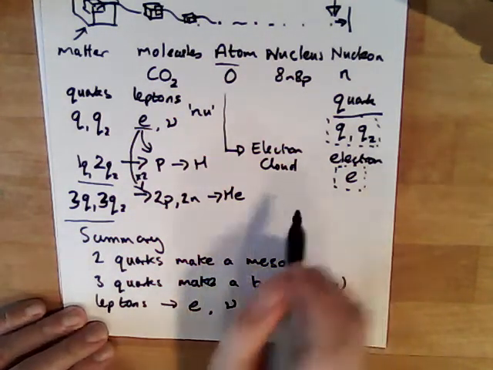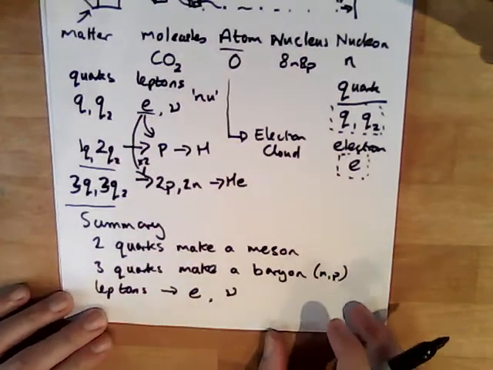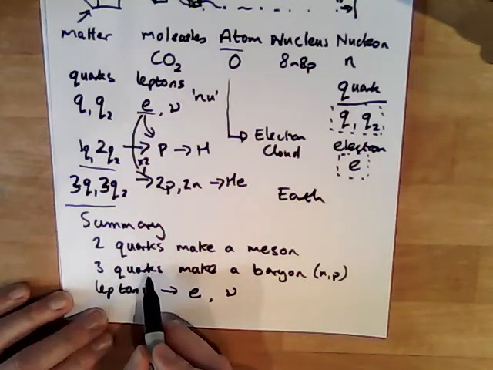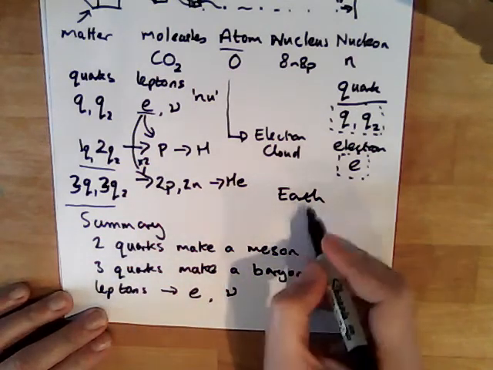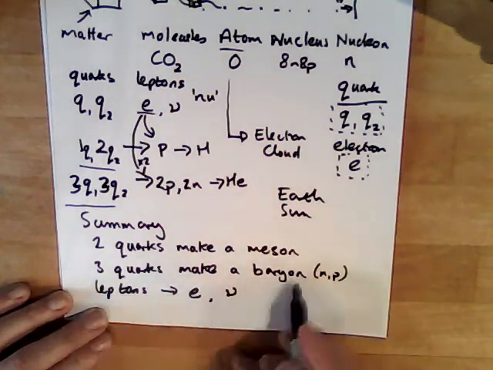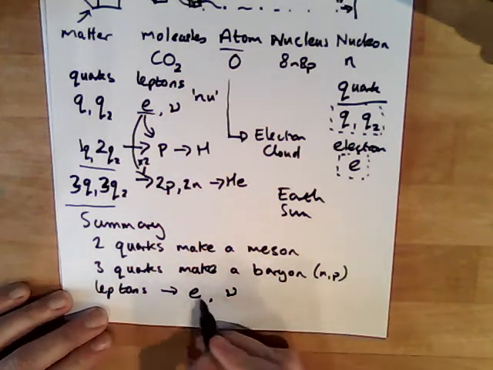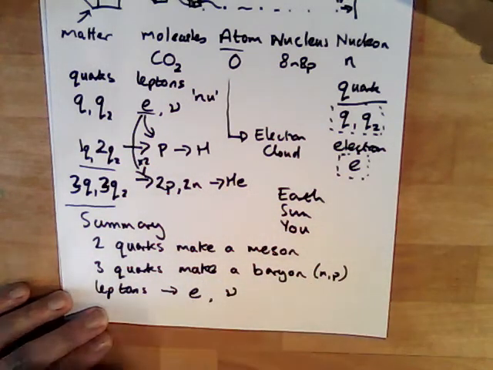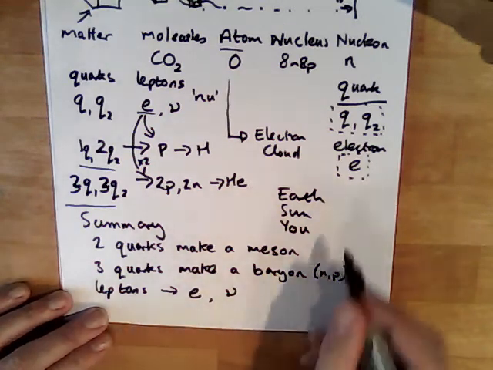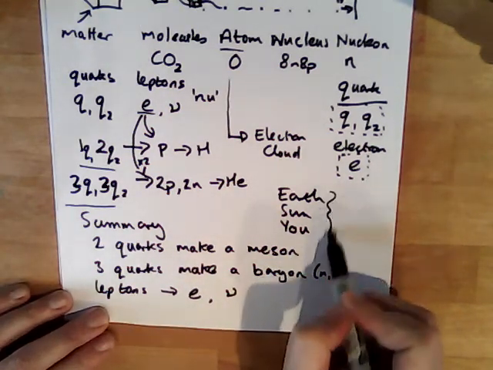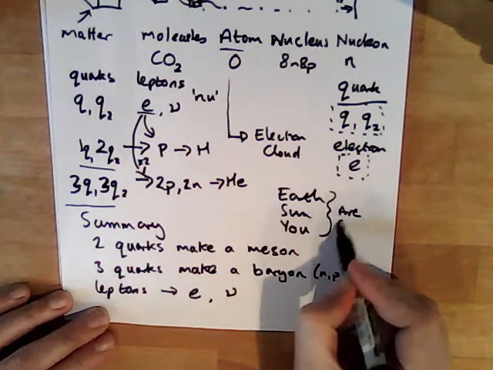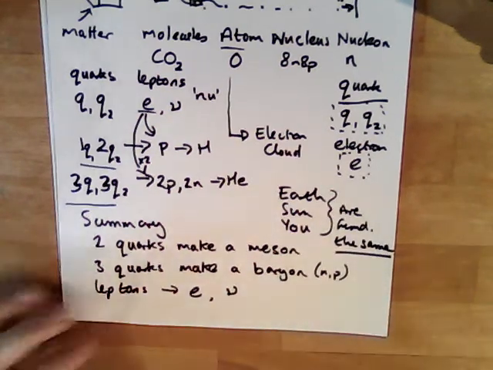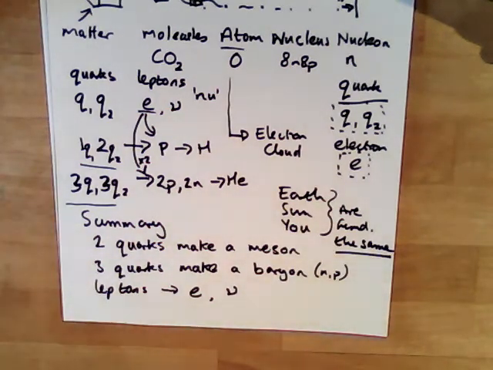Lastly, I'd like to point out, as I say, physics is about describing how the world works. The Earth is made up of 3 quark baryons and some electrons. The Sun is made up of 3 quark baryons and some leptons, electrons and neutrinos. You are made up of 3 quarks forming baryons and leptons. All of these things are fundamentally the same. And that is an incredibly powerful and interesting statement to make.